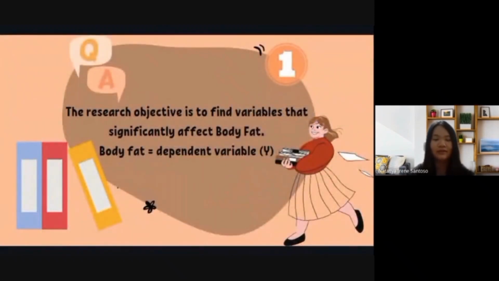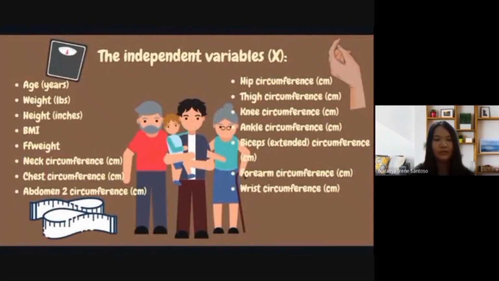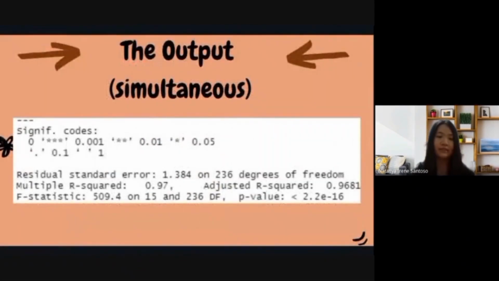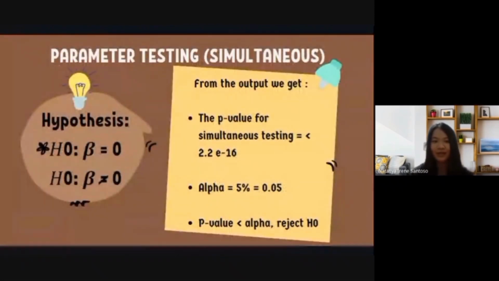So, in question 1, the research objective is to find variables that significantly affect body fat. The dependent variable is body fat. So, here are the 15 independent variables in question number 1. This is the output for the parameter testing. This is the output that will be used in the simultaneous testing.